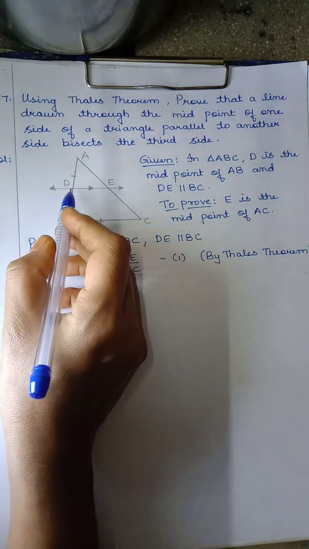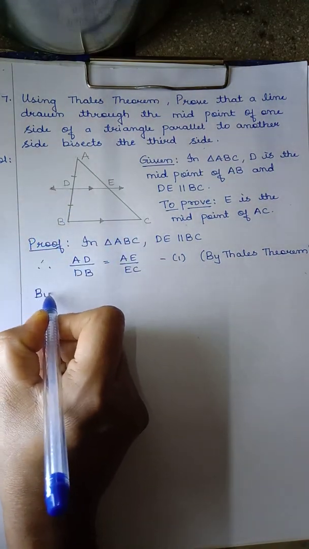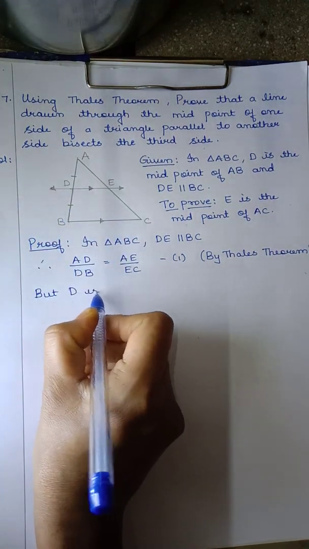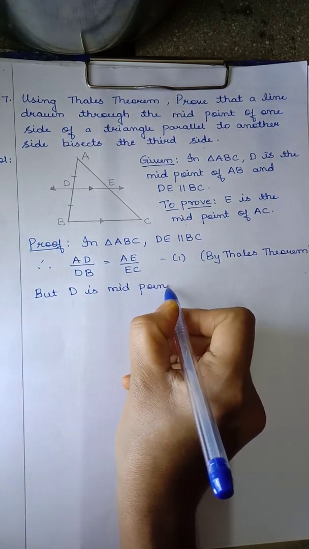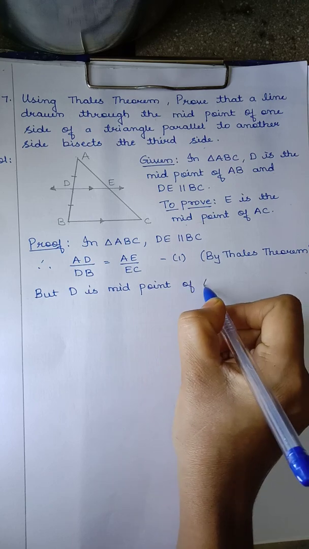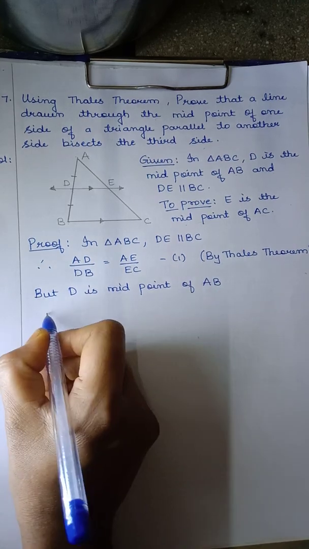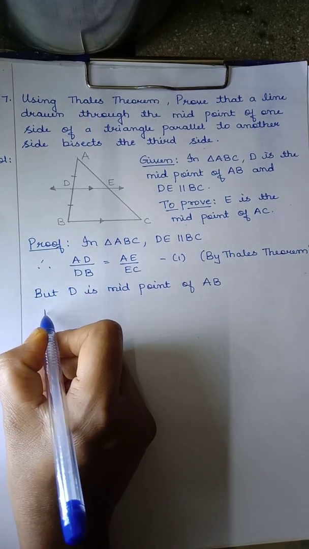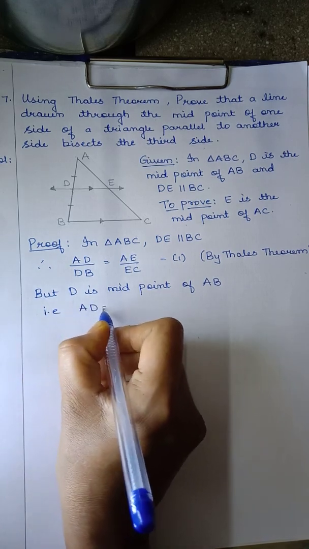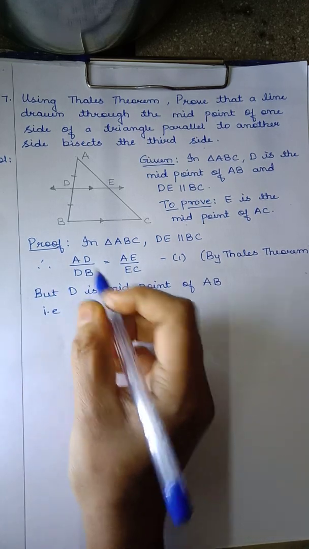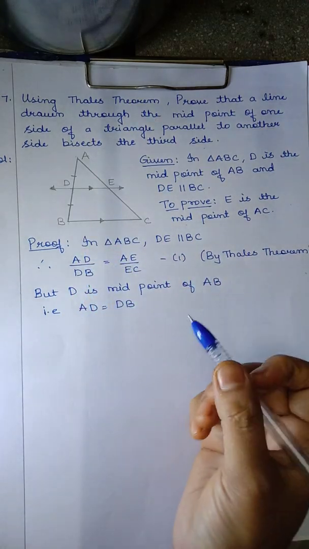Now we know that D is the midpoint of AB. So AD will be equal to DB. When D is the midpoint, AD is equal to DB.